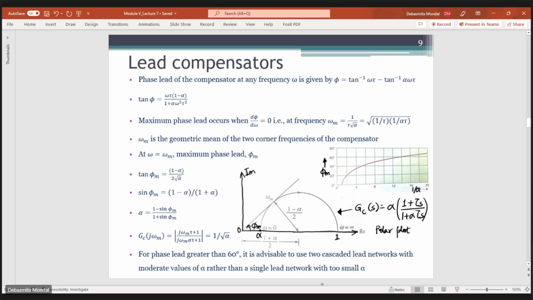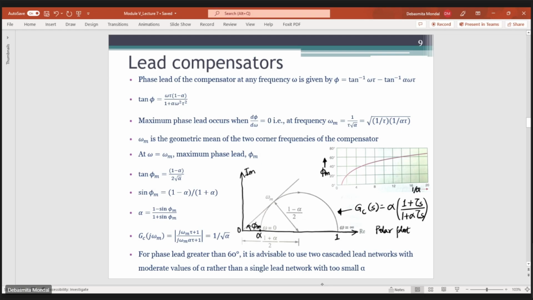So you can say this can also be written as under root of 1 by tau multiplied by 1 by alpha tau. So this is nothing but the geometric mean of the two corner frequencies. Since my expression is G(s) equals 1 plus s tau divided by 1 plus s alpha tau, 1 by tau and 1 by alpha tau are the two corner frequencies of my system. The geometric mean of the two corner frequencies is the frequency at which the maximum phase lead occurs. And the value of this maximum phase lead can be obtained just by simply substituting omega m in this expression.